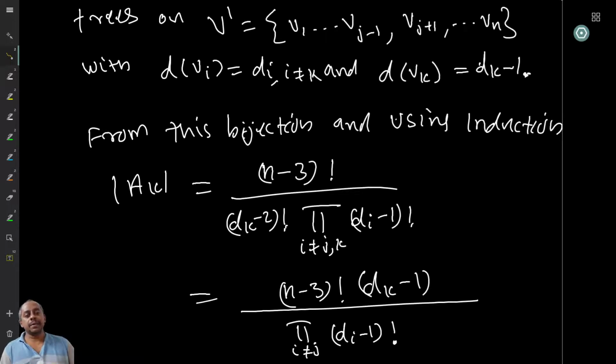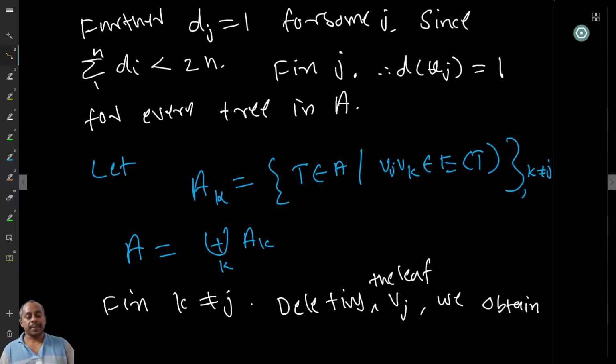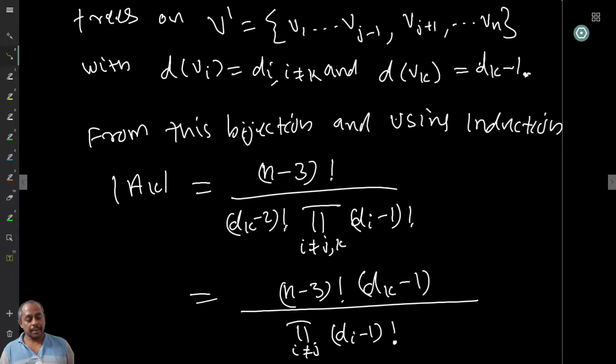Now here is something that we should observe, that i not equal to j. There is one term still missing from our general formula, but what is that term? That term is dj minus 1 factorial. But we know that dj is equal to 1. Degree of vj is dj, which is equal to 1. Because dj equal to 1, dj minus 1 factorial is 0 factorial, which is also 1. So I can as well put that term inside. Doesn't make any difference because dj is 1.